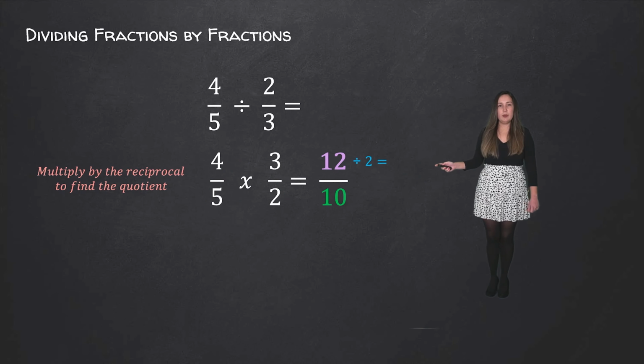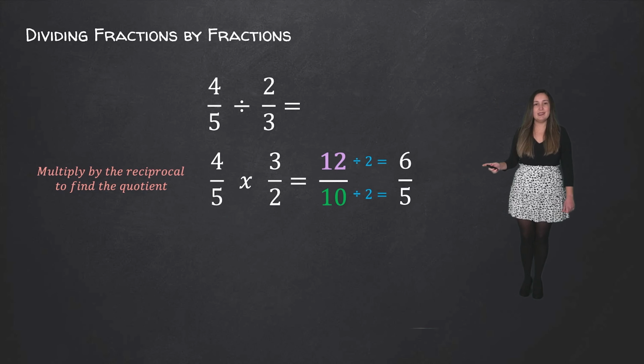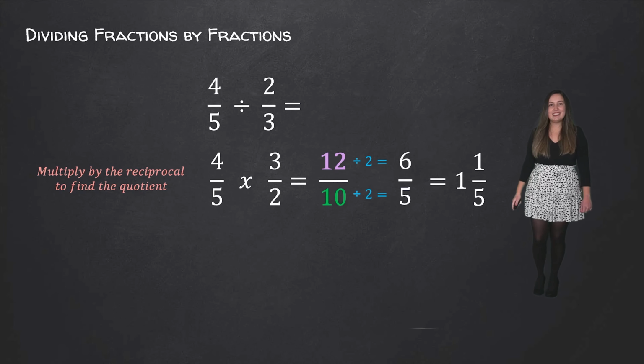We could divide both the numerator and the denominator by 2. 12 divided by 2 is 6, 10 divided by 2 is 5, and this can be written as a mixed number. And that's it for dividing fractions by fractions.